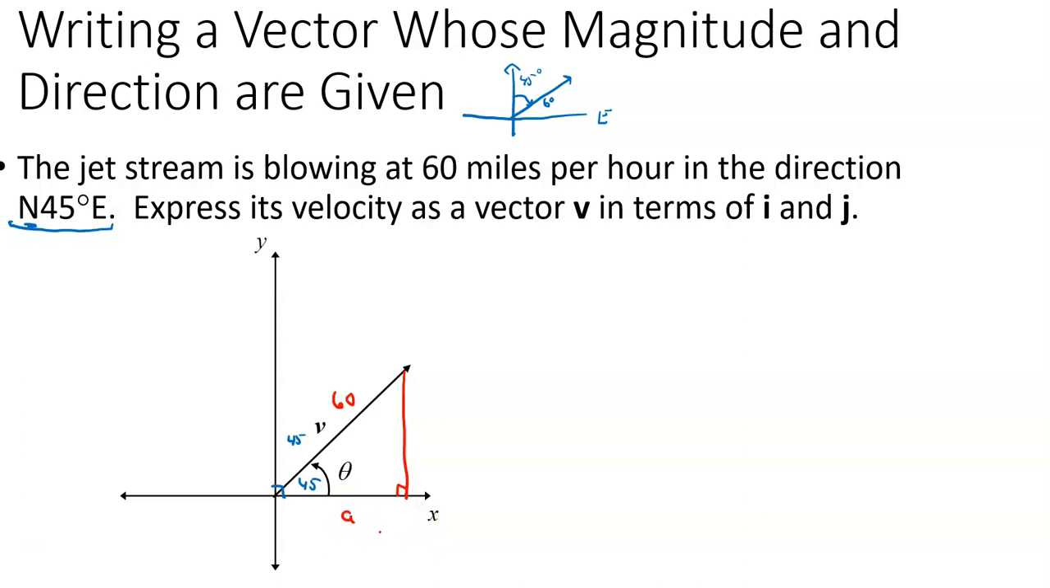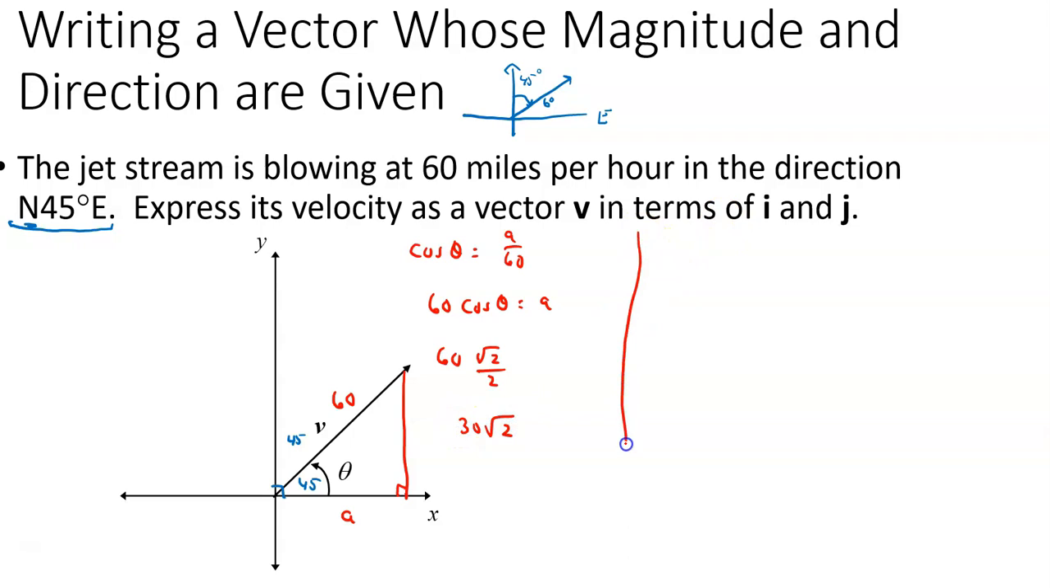We could use the formula, or we could write it out in terms of sines and cosines and right triangle trig, right? Cosine is adjacent over hypotenuse, so if the cosine of theta is A over 60, then 60 cosine theta is A, and theta is 45 degrees, so we get 60 times the cosine of 45, which is root 2 over 2, so 30 square root of 2.